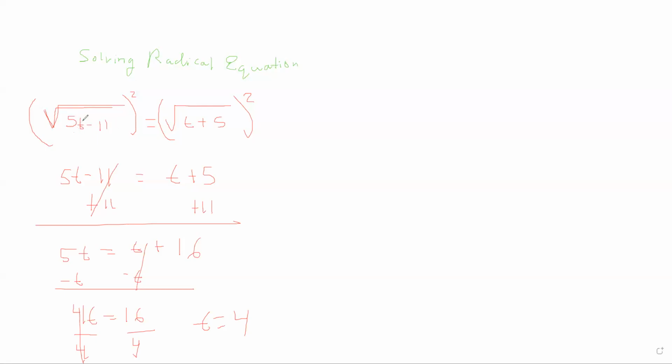We can test it out here. If I replace t with 4, that's going to be 20 minus 11, which is 9. And here is going to be also 9 if I replace t with 4. So the square root of 9 is equal to the square root of 9. So the solution t equals 4 is the correct answer.